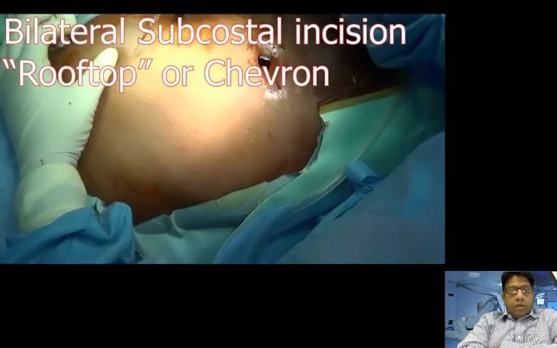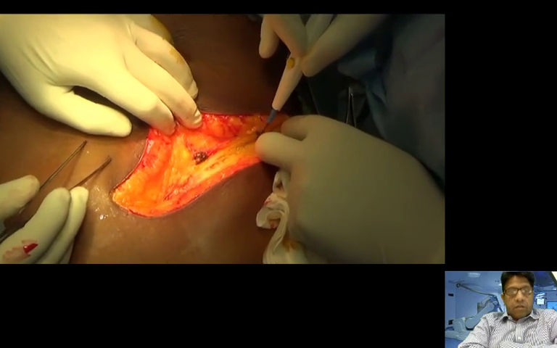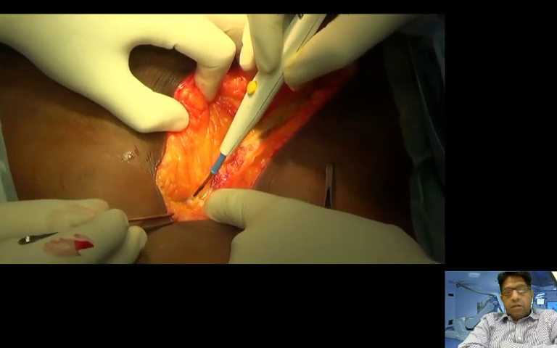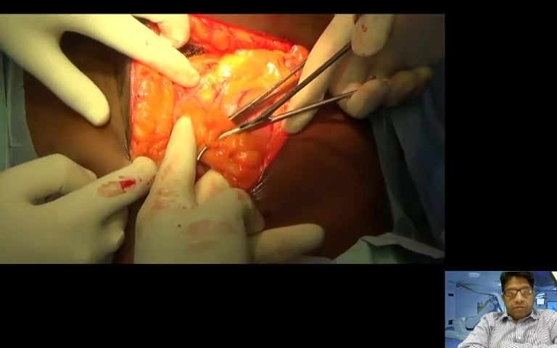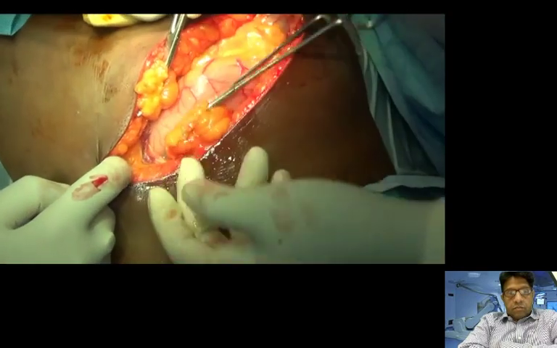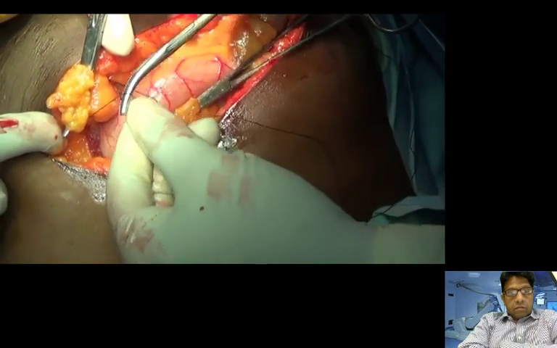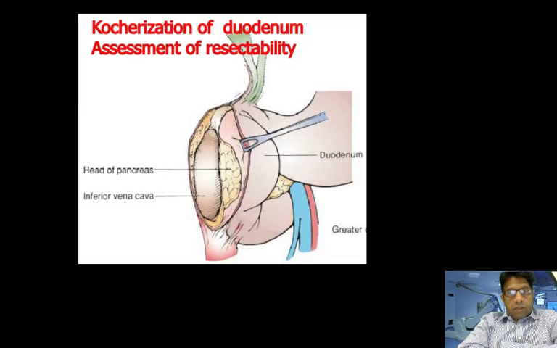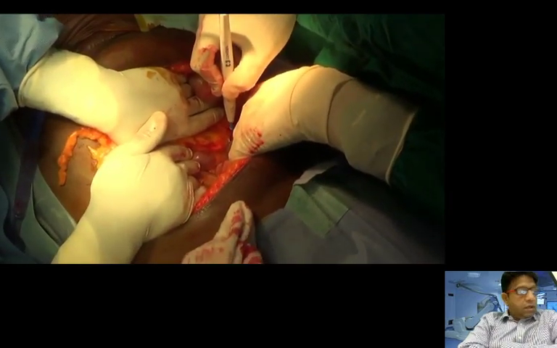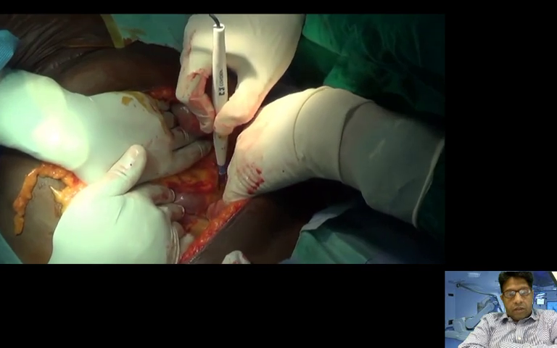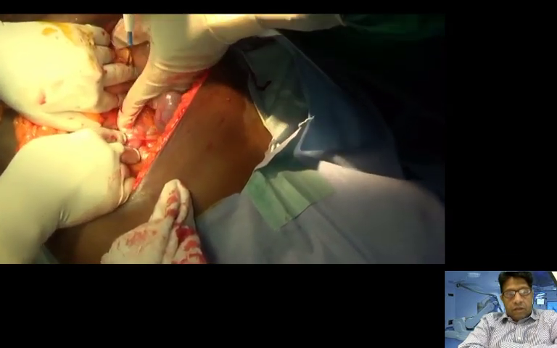Okay, so the rooftop or chevron incision, the patient's legs are now at the top of the screen. They're moving the camera around. This is just the opening up of the abdomen. That's the stomach clearly visible. Okay, the next step is cauterization of the duodenum. They have completed the laparotomy and confirmed that there is no metastatic disease, no malignant ascites, no peritoneal seedling, and they are therefore proceeding with cauterization of the duodenum.